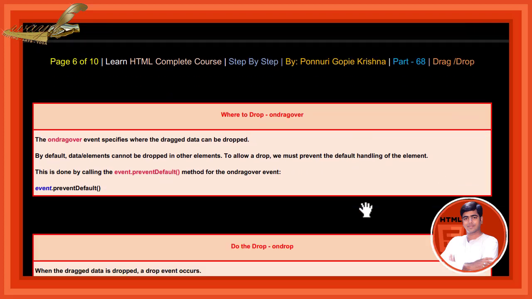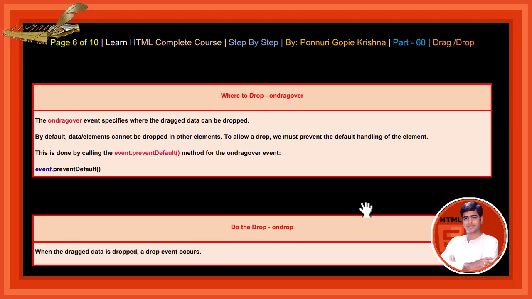Where to drop: onDragOver. The onDragOver event specifies where the dragged data can be dropped. By default, data or elements cannot be dropped in other elements. To allow a drop, we must prevent the default handling of the element. This is done by calling the event.preventDefault() method for the onDragOver event.